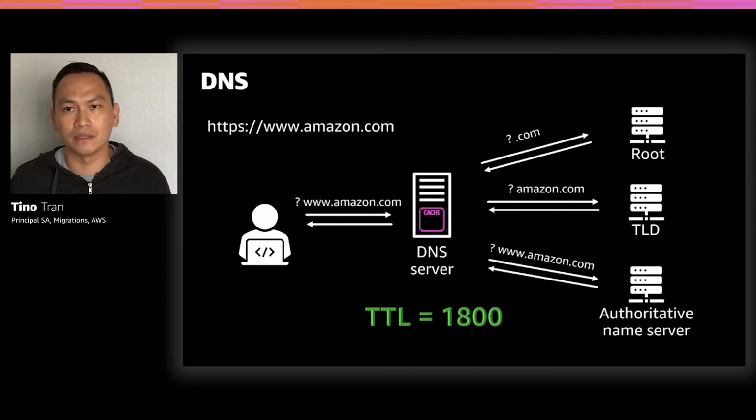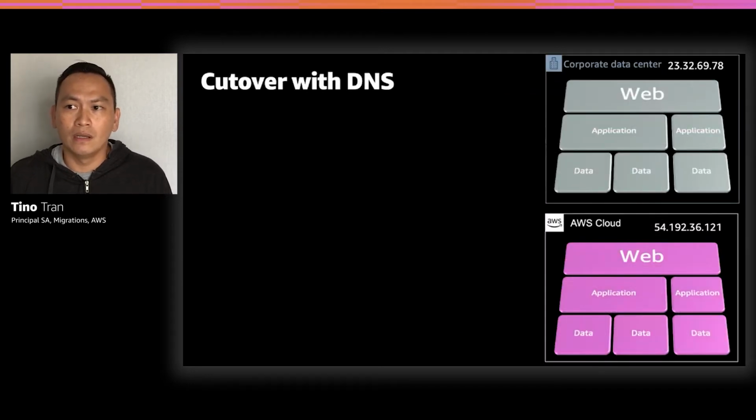Now, that's a lot of queries, and the internet's all about speed and performance. So how does DNS reduce this latency? Well, it introduces caching, which is pretty commonly used. So on subsequent requests from that client or other clients resolving against that DNS server, it'll already have the answer and not have to do those recursive queries.